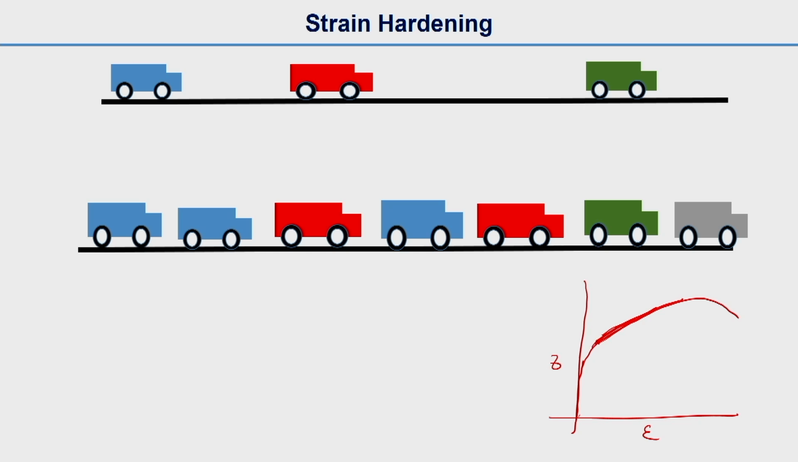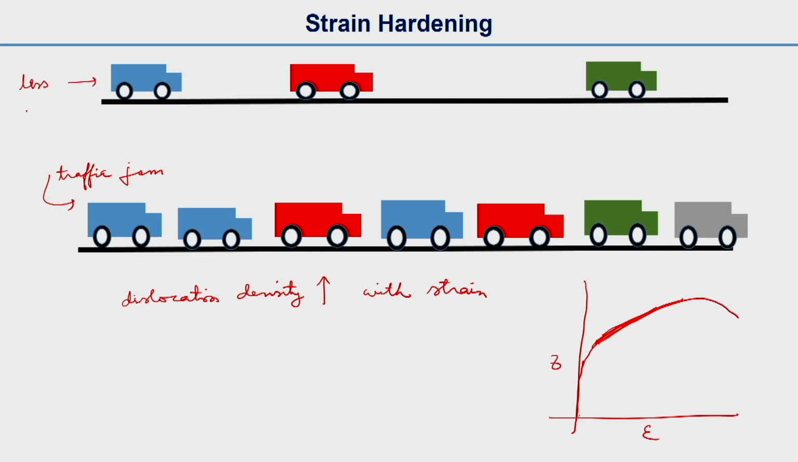With strain, with deformation, dislocation density will increase. Dislocation density increases with deformation or with strain. So, what happens if the dislocation density increases? It's something like this. This is like a traffic jam kind of situation. Dislocation movement can be compared to vehicle movement on a road. In the first case, with less traffic, it is much easier for the cars to move. But in this case, in a traffic jam kind of situation, it is not very easy to move.